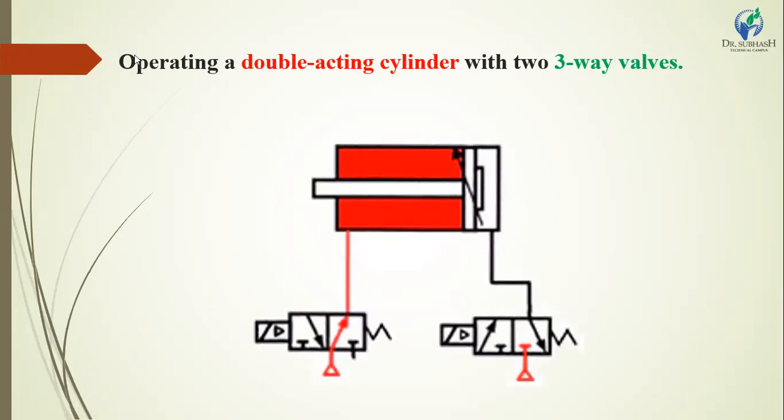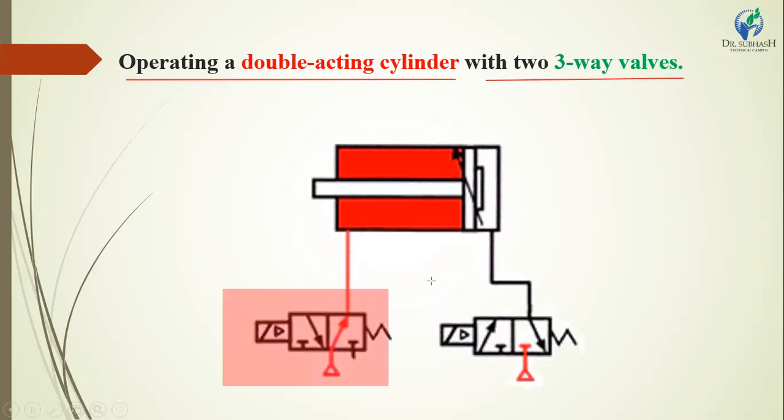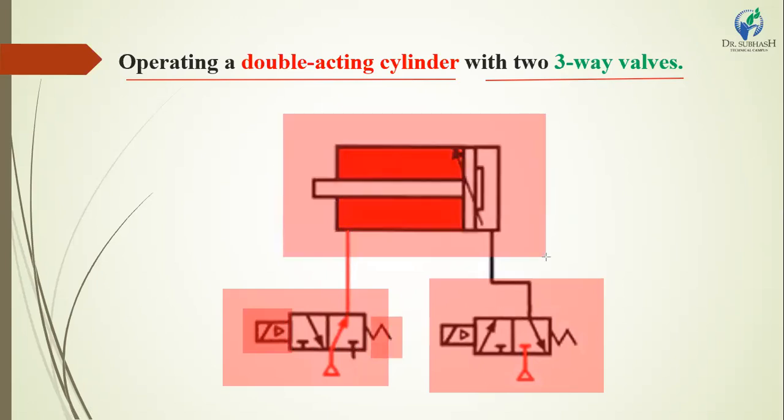Operating a double acting cylinder with two three-way valves. Here we have to operate a double acting cylinder with two three-way valves. The first drawing and second drawing show the use of two three-way valves. You have to use two valves. The valves are operated by solenoid and returned by spring in both valves. This drawing shows the double acting cylinder.